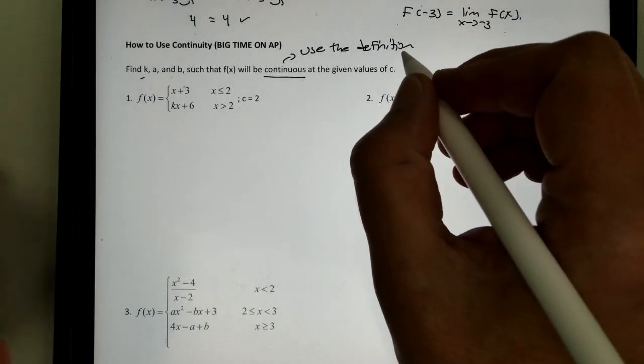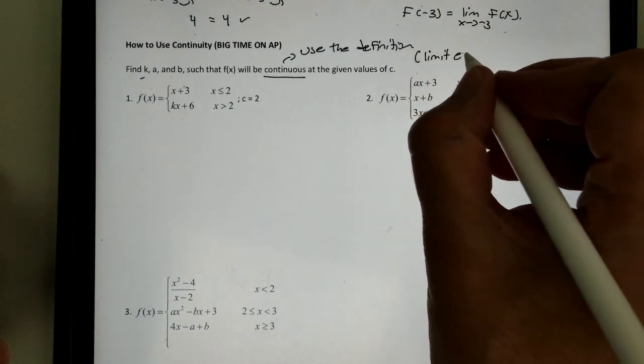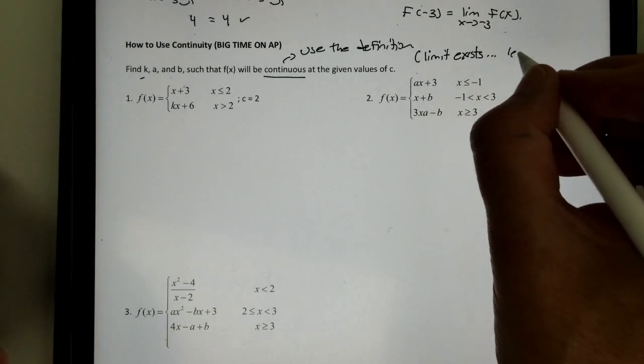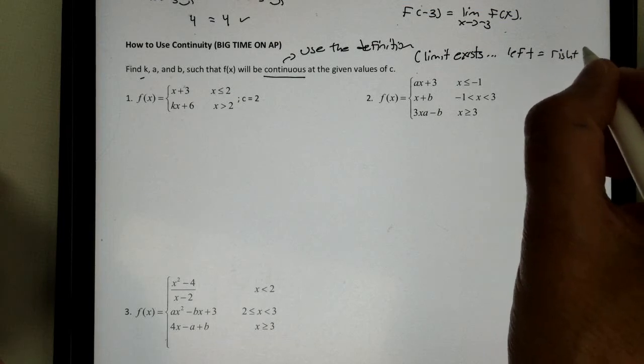What we're really going to do here is check to see if the limit exists. And this is where it is. We have to check the left-hand limit and make sure it's equal to the right-hand limit on these.